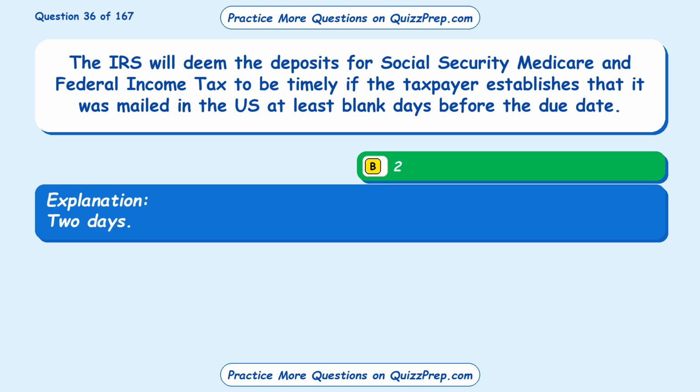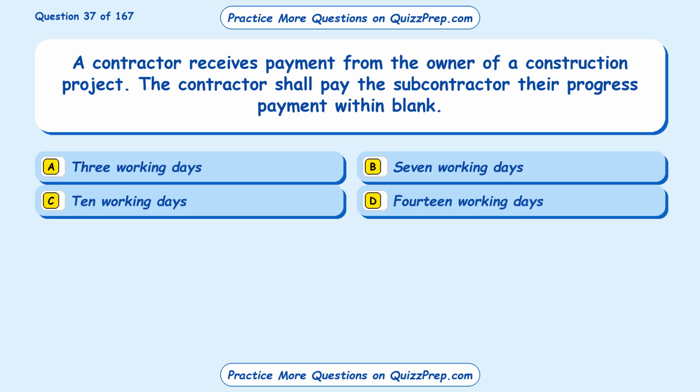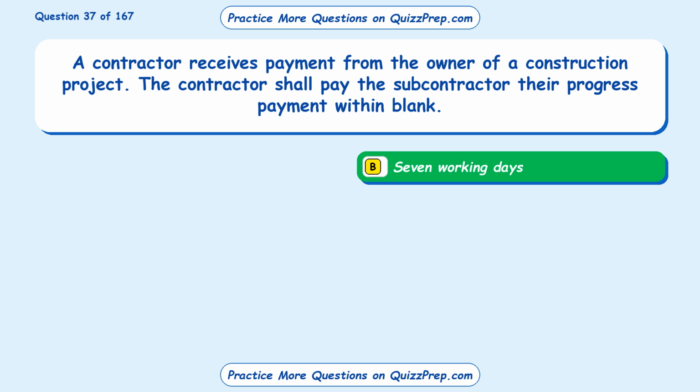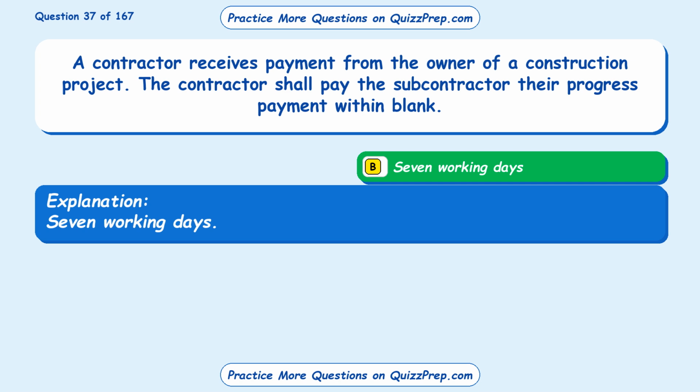2 days. Question 37. A contractor receives payment from the owner of a construction project. The contractor shall pay the subcontractor their progress payment within blank. Option A, 3 working days. Option B, 7 working days. Option C, 10 working days. Option D, 14 working days. The correct answer is option B, 7 working days.